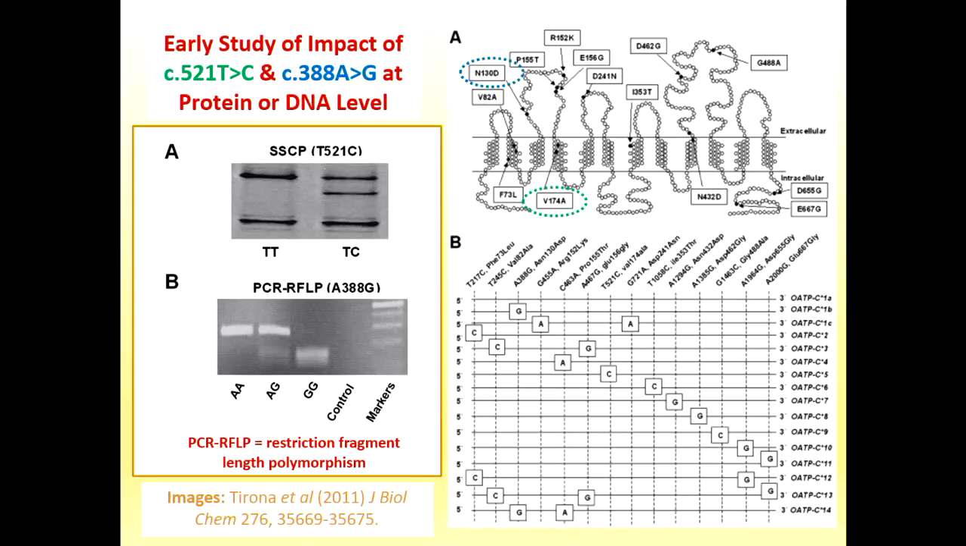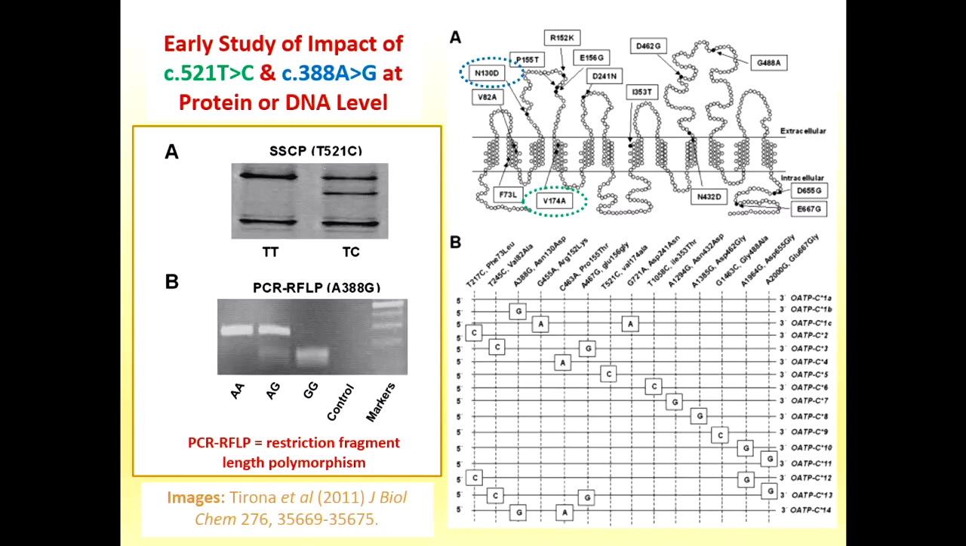You can also see it with restriction fragment length polymorphism. So this is during PCR and looking at digesting the gene with a restriction enzyme. You can see clear differences between people who are homozygous for GG relative to heterozygous or homozygous AA.